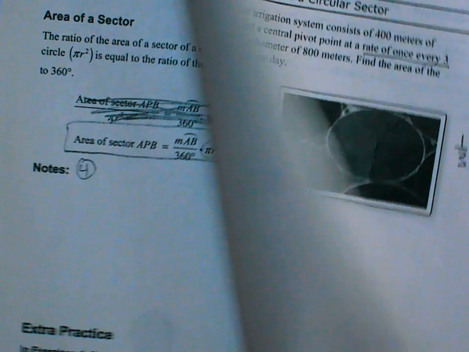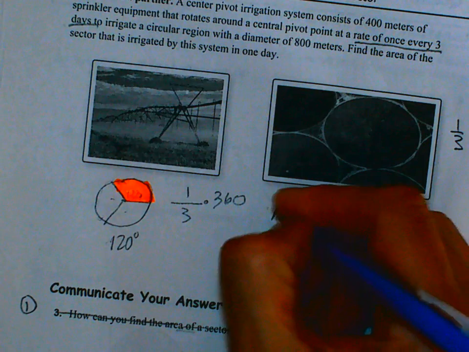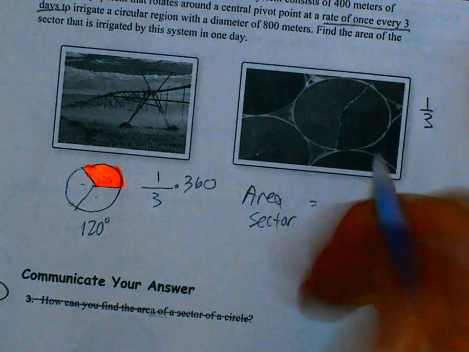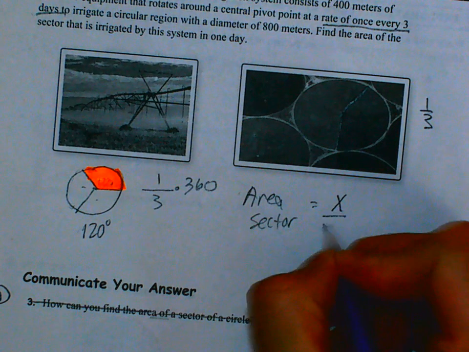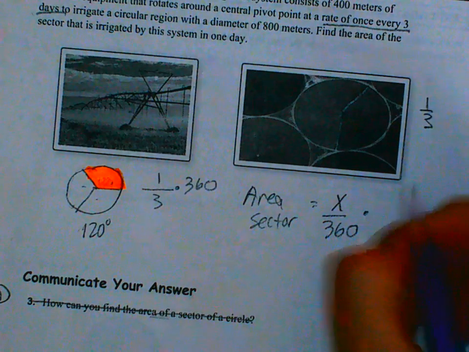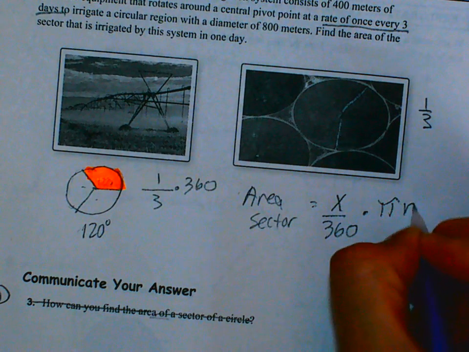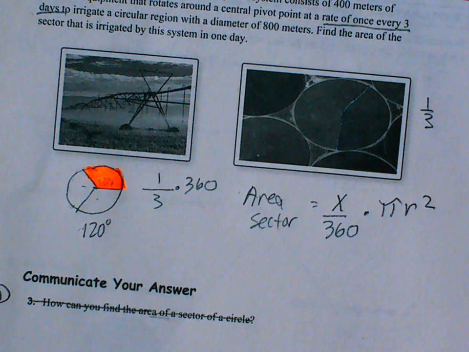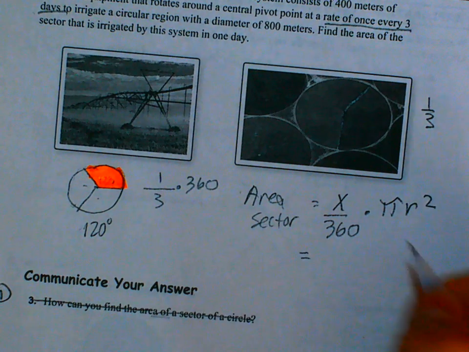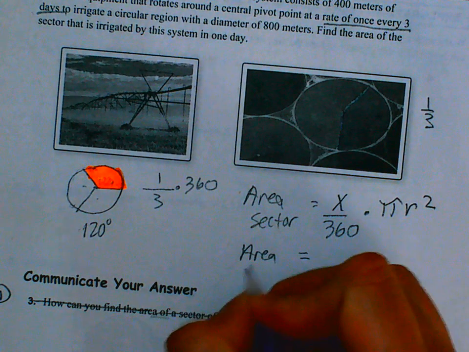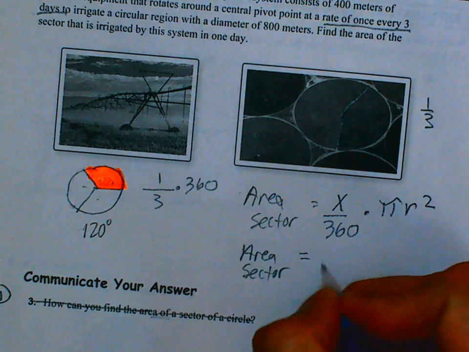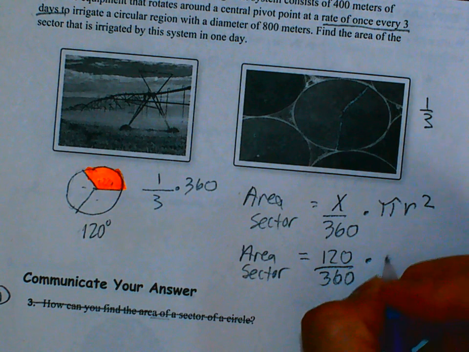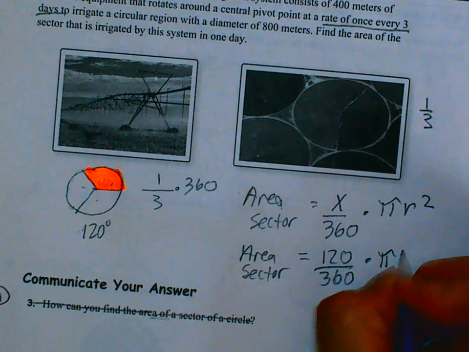The area of the sector in this case is equal to the angle over 360 times the area of the circle, pi r squared. We know the radius of this thing to be 400. All we got to do now is plug numbers in because we are looking for the area of the sector. So the angle is 120 degrees over 360, and that's going to be pi times the radius quantity squared.